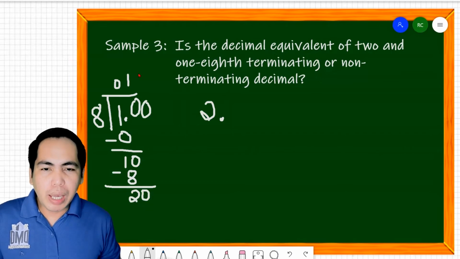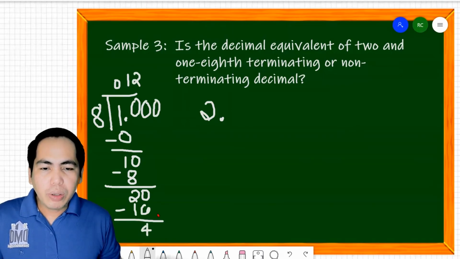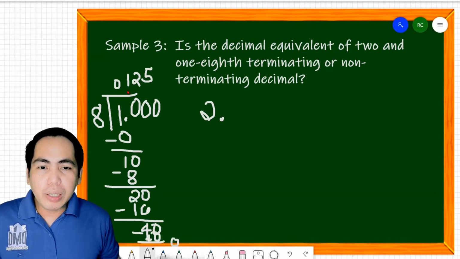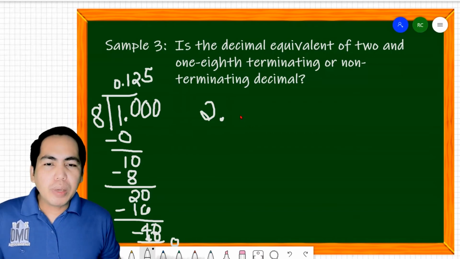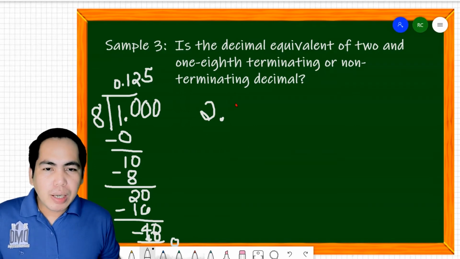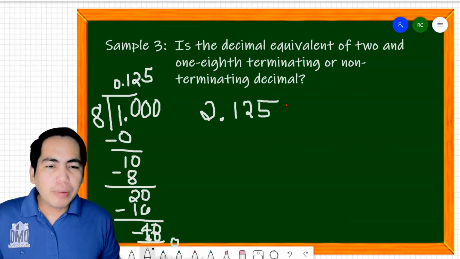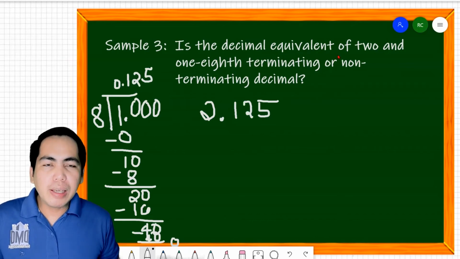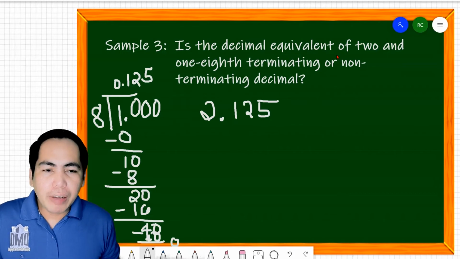20 divided by 8 is 2. 2 times 8 is 16. 20 minus 16 is 4, and then another 0. Bring down the 0. 40 divided by 8 is 5. 5 times 8 is 40, and 40 minus 40 is 0. And the decimal point in the quotient is directly above the decimal point in our dividend. So the decimal digits are 1, 2, and 5. So the decimal equivalent of 2 and 1/8 is 2 and 125 thousandths.